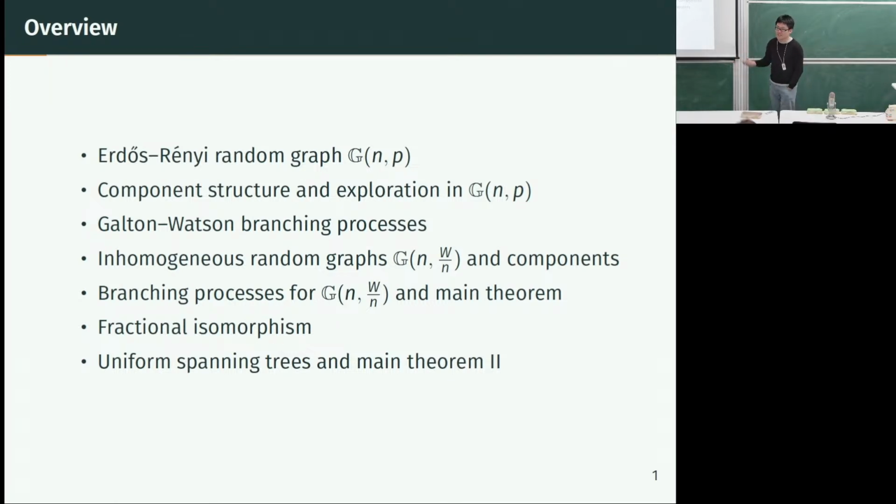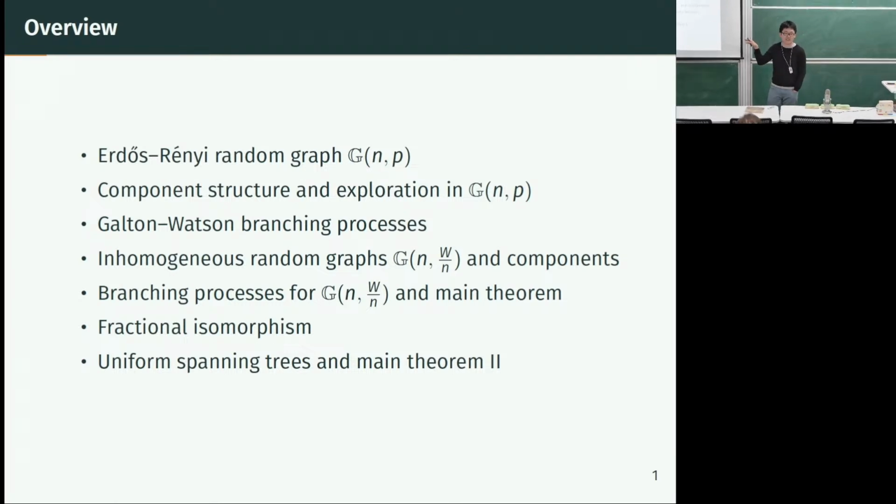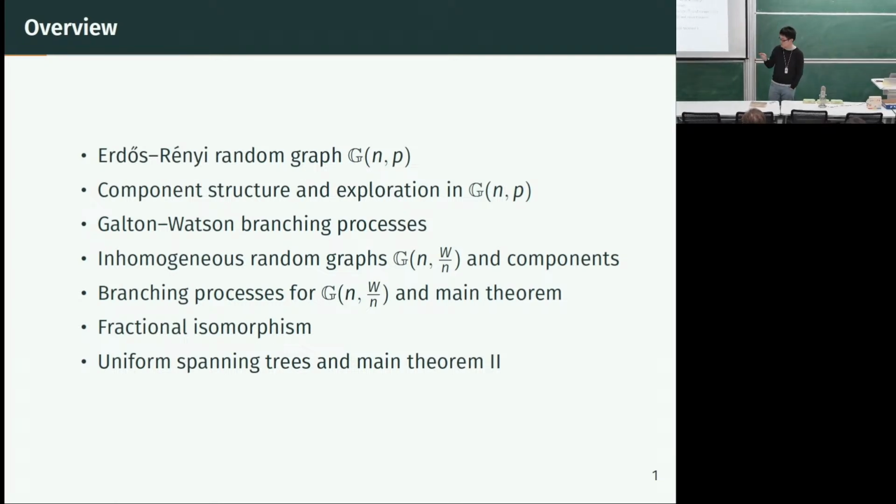And if time permits, we will see a bit more about a different random model known as uniform spanning trees. And we have here our second result, which again gives a characterization via fractional isomorphism for these uniform spanning trees.